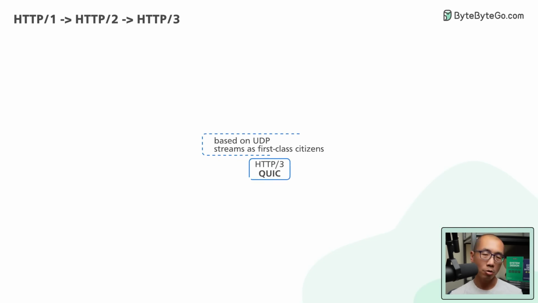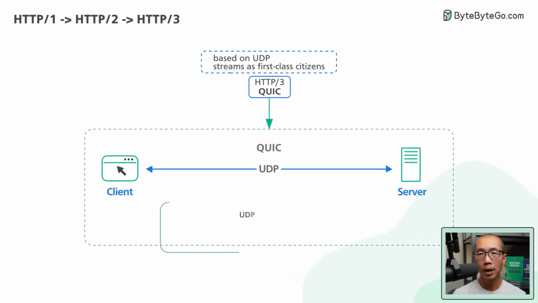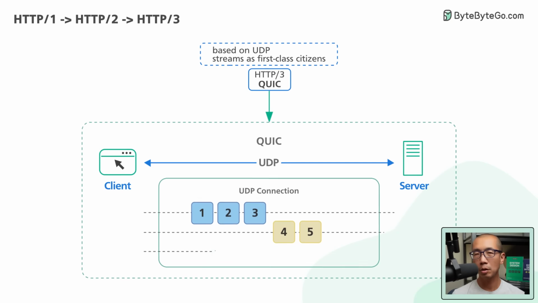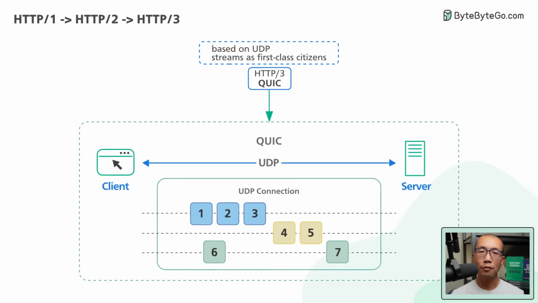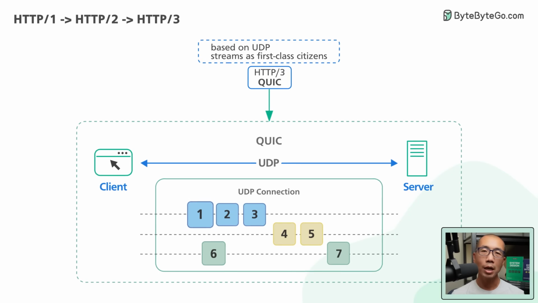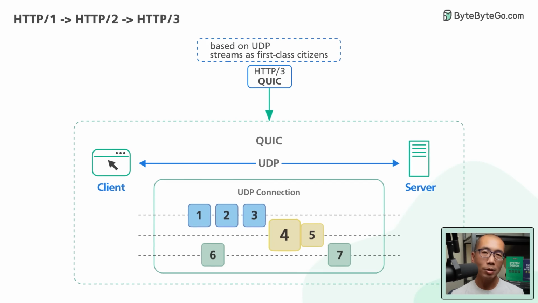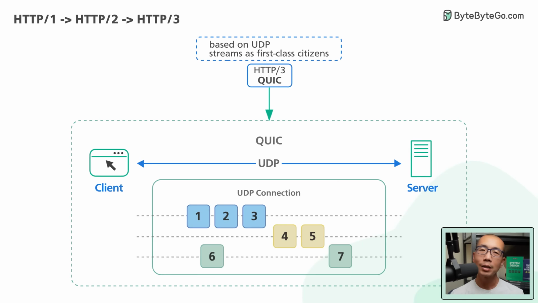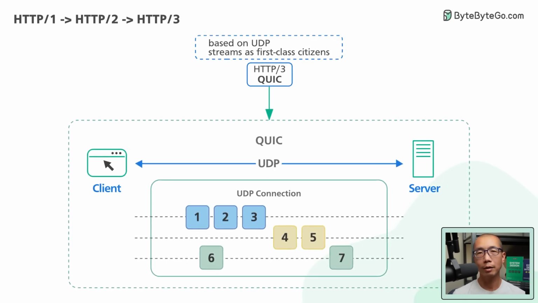HTTP 3 began as a draft in 2020 and has recently been published in June 2022. It uses a new protocol called QUIC instead of TCP as the underlying transport protocol. QUIC is based on UDP. It introduces streams as the first-class citizen at the transport layer. QUIC streams share the same QUIC connection, so no additional handshakes are required to create new ones. QUIC streams are delivered independently. In most cases, packet loss affecting one stream doesn't affect others. This is how QUIC eliminates the head-of-line blocking at the transport layer.